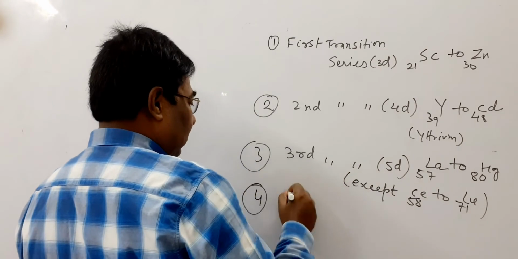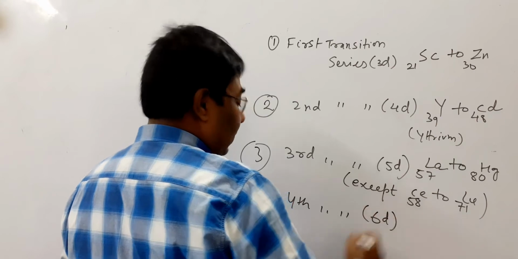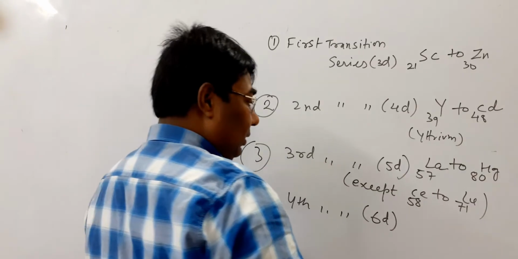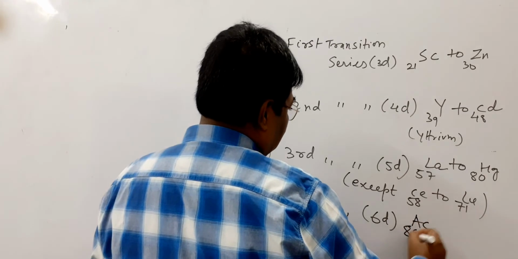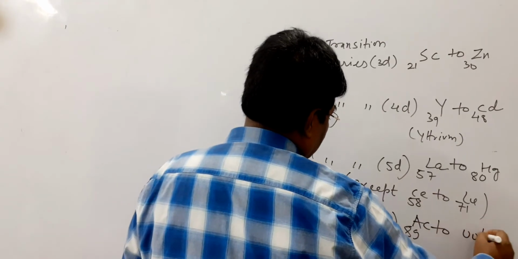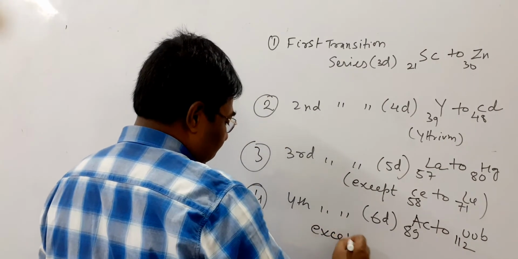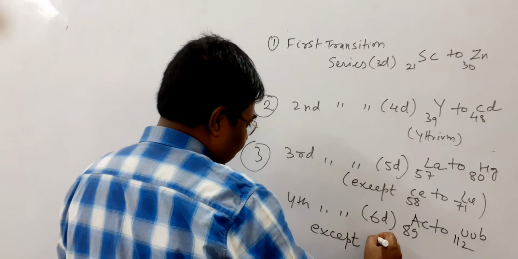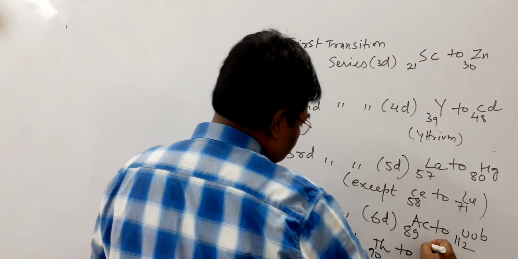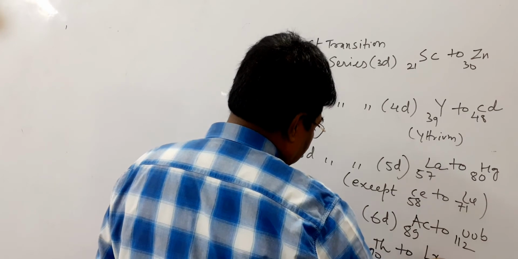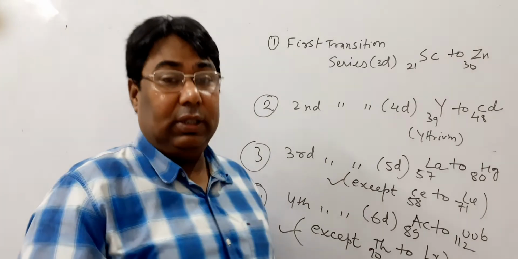Fourth transition series belongs to 6d orbitals or subshell, actinium 89 to element 112, except thorium 92 to lawrencium 103. These 2 are known as inner transition elements.